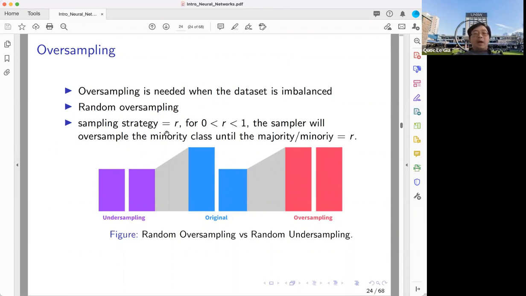Or you can duplicate up to a certain point such that the minority over the majority is equal to R, where R is some number between 0 and 1. There is also undersampling, but we don't use this because the minority class is very small, so undersampling would make the data set smaller.